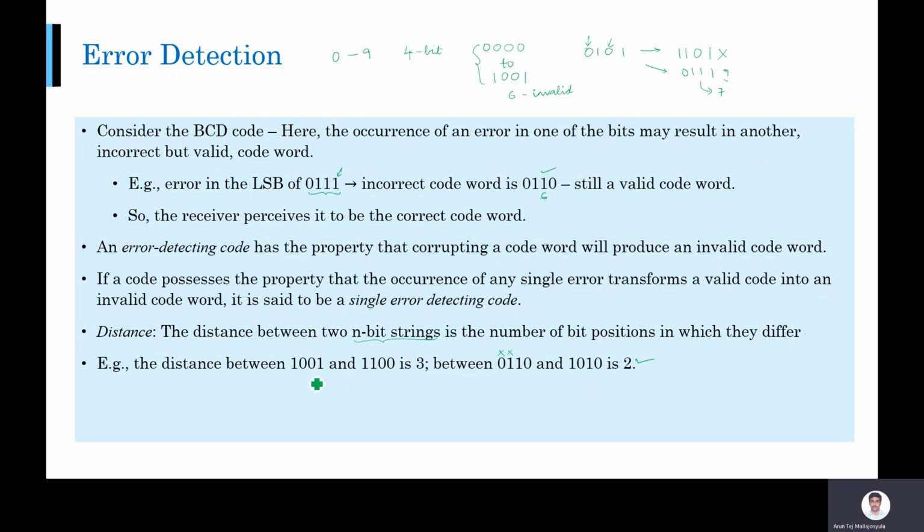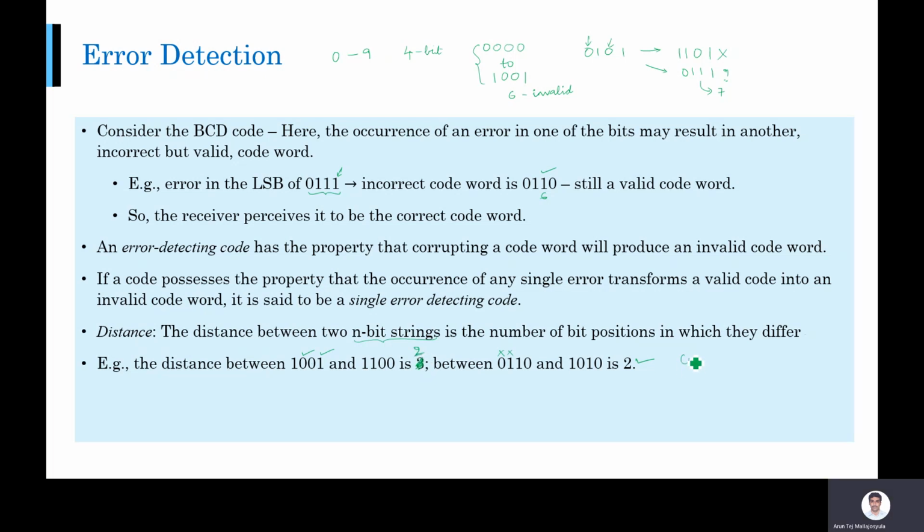Here is one more example. What is the distance between 1001 and 1100? There is a difference in this bit, 0 and 1. 0 and 0, no difference. 1 and 0, so there is a difference in this bit. So the distance between 1001 and 1100 is 2. I made a mistake here.